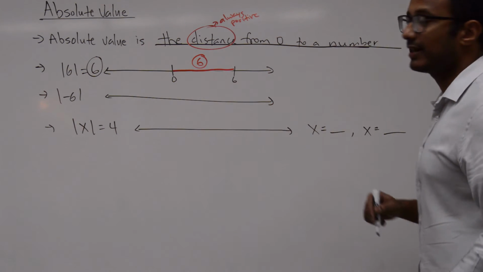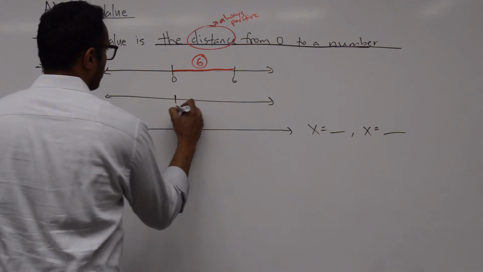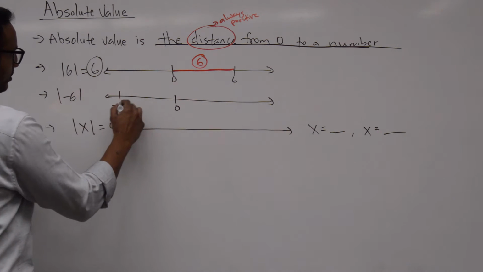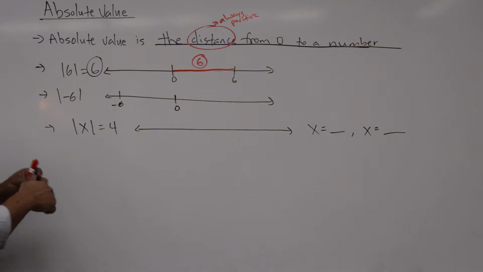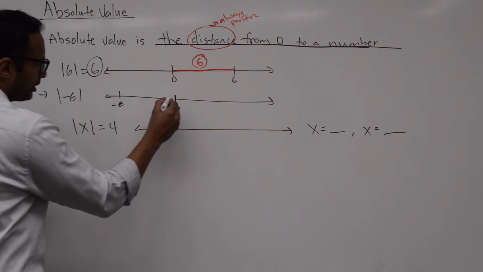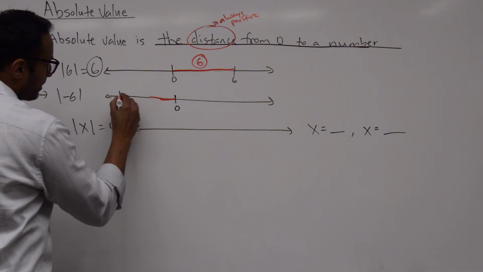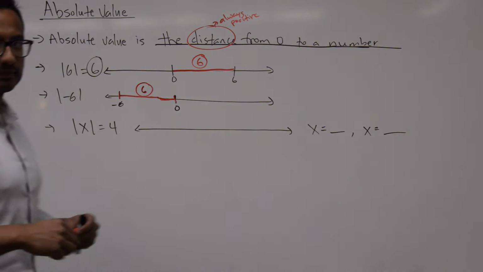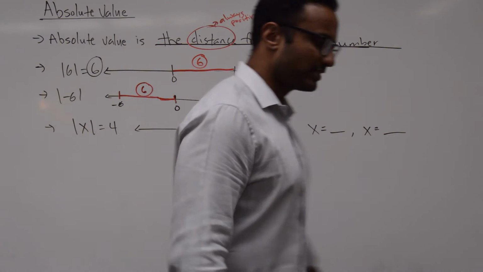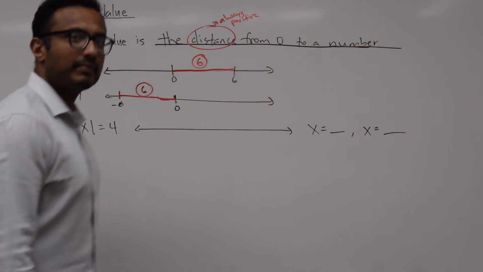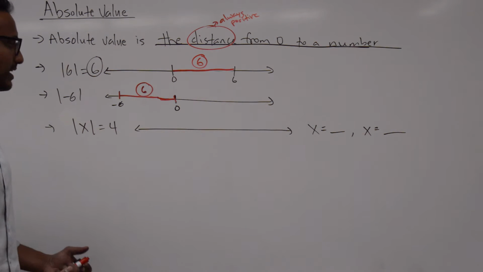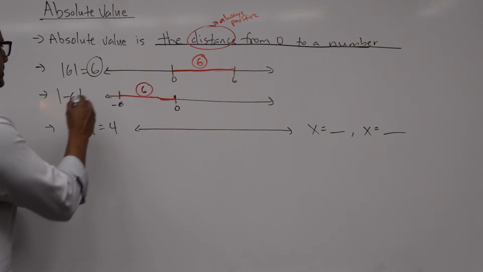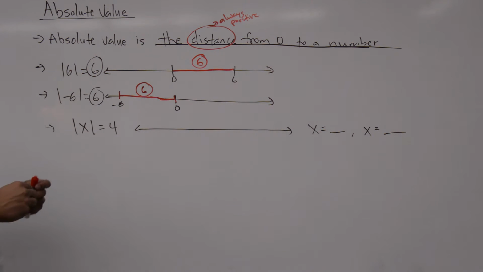Okay, what about the absolute value of negative 6? So once again, we're starting at 0, and you want the distance from 0 to negative 6. So this is negative 6 over here. What is the distance from 0 to negative 6? Well, if you start at 0 and you take 6 steps to go to negative 6, you're still taking 6 steps. It's not like if I walk backwards, I'm taking negative steps. I'm still taking 6 steps. So the distance is going to be positive 6. So the absolute value of negative 6 is also going to be 6.